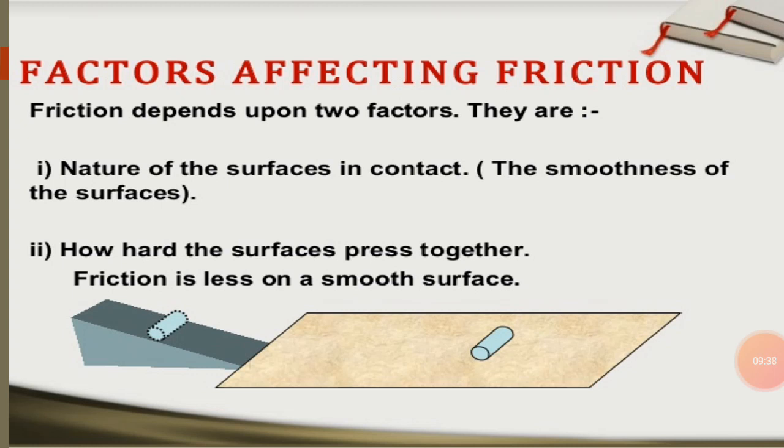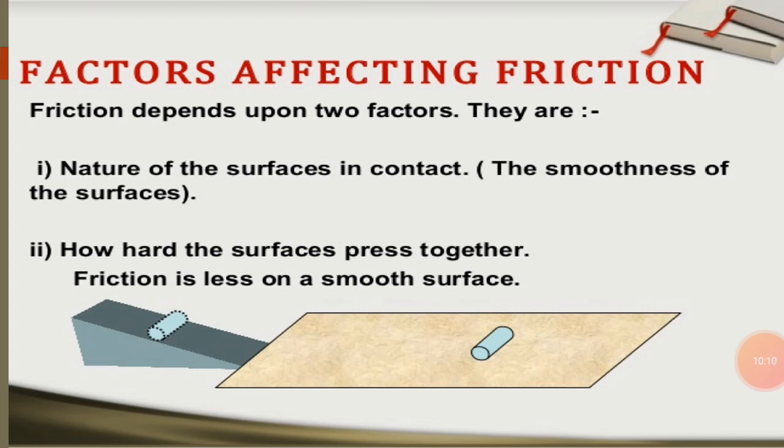So from this activity it is clear that if we increase the smoothness of the surface, the friction will be less. And if we increase the roughness between the two surfaces in contact, the value of the friction is large.